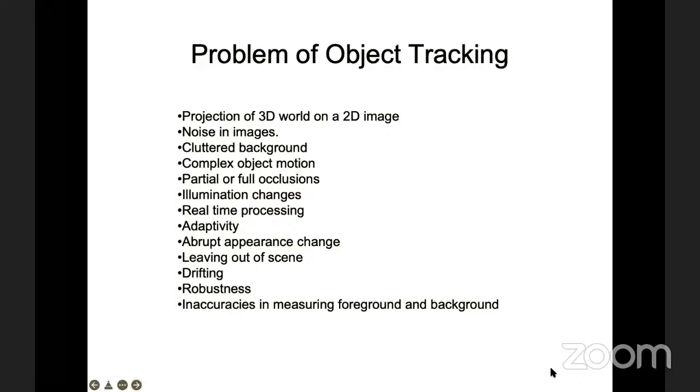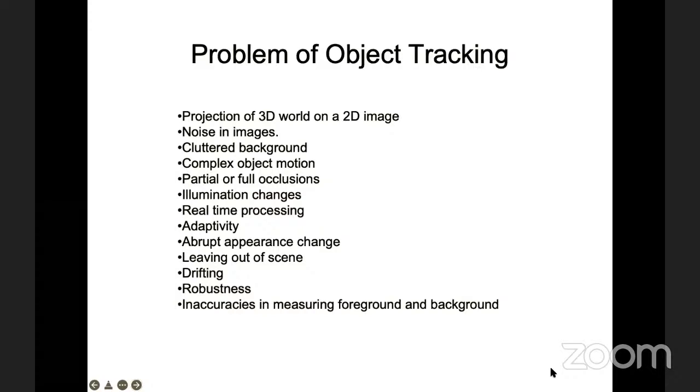First one, we identified that the 3D to 2D projection is one of the issues. Noise in the images is an issue. Then cluttered background is an issue. We did talk about the background earlier. Every foreground cannot have a white background or a notebook background. In general, in real life, it's always a very complex background.